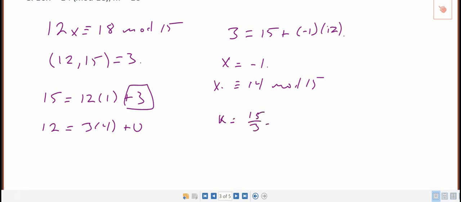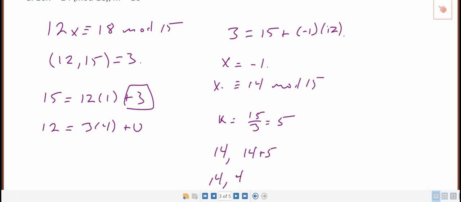15 divided by 3 would be 5. As long as I go in increments of 5, I'm going to have another solution to this. Okay, so I start off with 14. My next one is going to be 14 plus 5. Okay, so I'm going to make that list down here. So that would be 19.